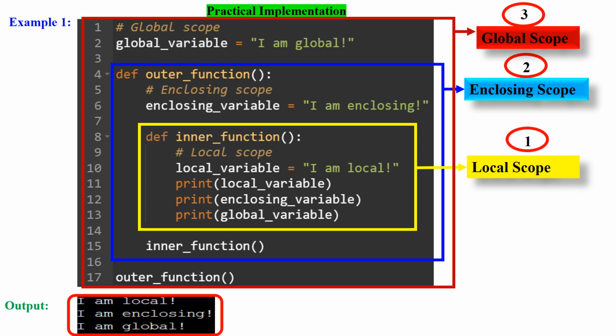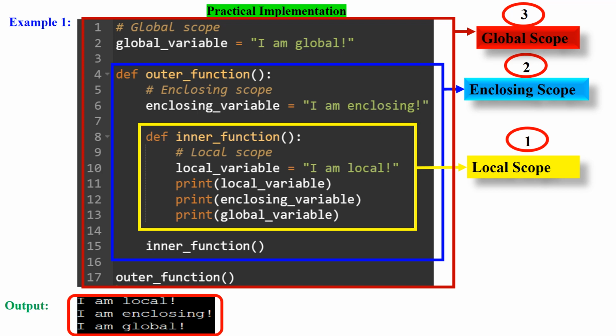In line 12, the second print(enclosing_variable) statement looks for enclosing_variable in the enclosing scope since it's not in the local scope. It finds the variable there and prints its value, which is "I am enclosing". In line 13, the third print(global_variable) statement looks for global_variable in the global scope since it's not found in the local or enclosing scopes. It finds the variable there and prints its value, which is "I am global".